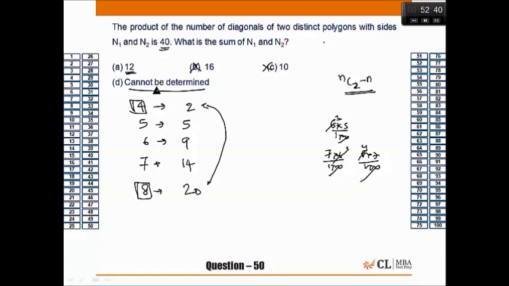But what does cannot be determined mean? Cannot be determined essentially means there is one more value which satisfies the condition. Can it be one more? Okay, it would need to be 5 into 8 for the next one, but then we have 9 into nothing, so it's just one value. Okay, 8 plus 4 is 12. Okay, great.